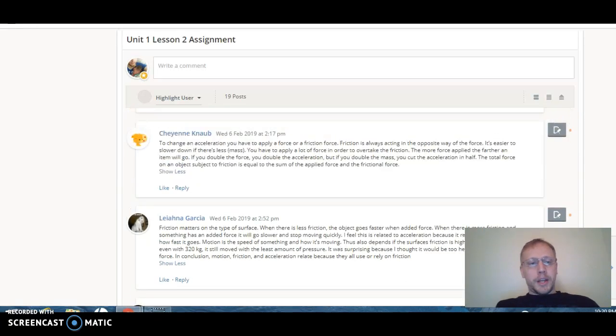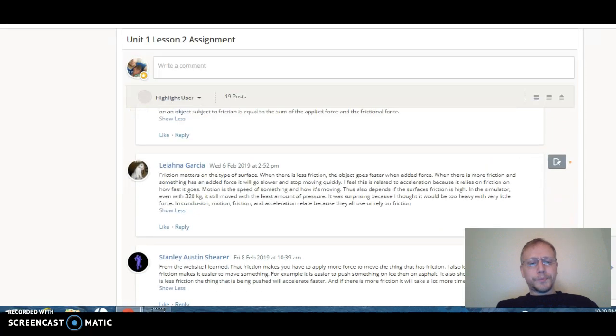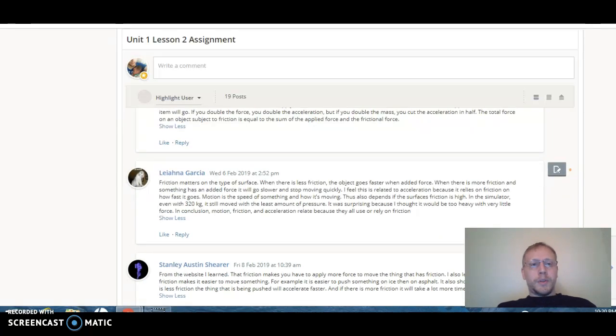Another example, Cheyenne here, where to change acceleration, you have to apply a force or a friction force. Friction is always acting in the opposite way of the force, which is really hard to tell just from reading out of a book. But when you can see it in the simulator, that idea that friction is acting in the opposite way is a really good thing for them to pick up on their own. So overall I was really happy with the responses, and so that's the independent piece of the lesson.